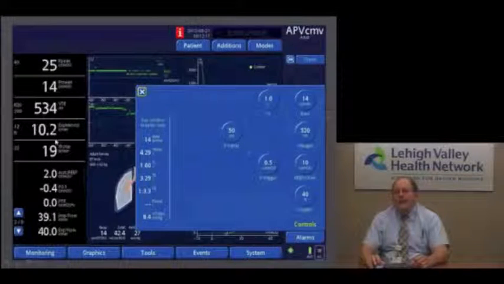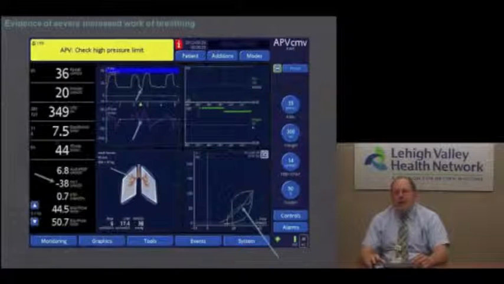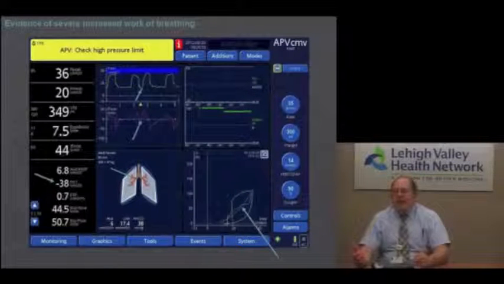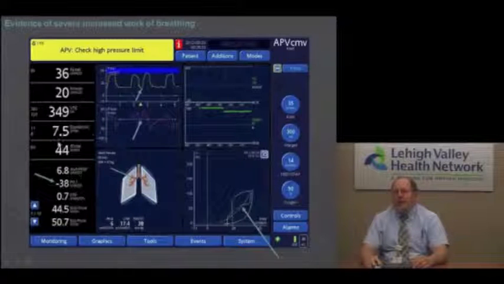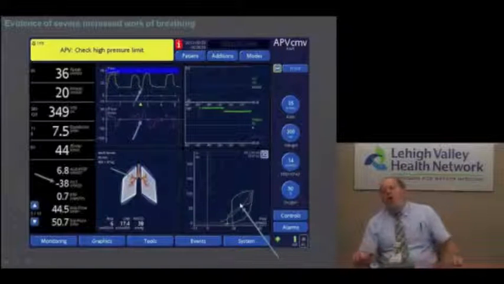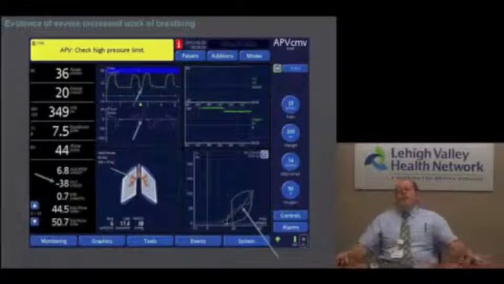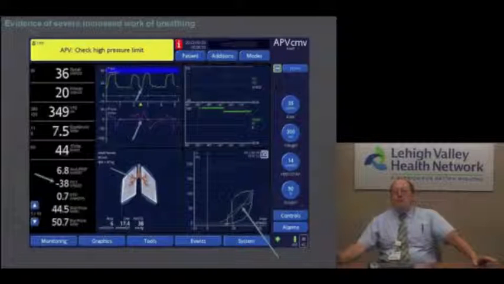All right. Now the next slide here, a lot of times clinicians get seduced into believing because the patient is on full ventilatory support that the ventilator is doing all the work and the patient is not doing any work at all. Here's a good example. The ventilator is set at 35 breaths per minute. That patient's breathing 44 breaths per minute. And you see these arrows here. It's minus 38, these red airways, this sucking down here, and this figure 8. Those are all on the ventilator considered to be asynchrony or evidence of increased work of breathing.